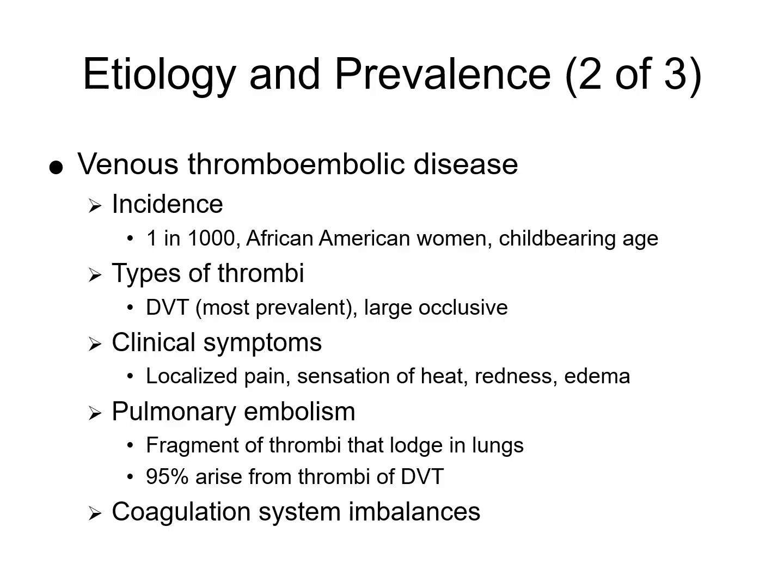Another one is a pulmonary embolism. This occurs when a fragment of a thrombus, which is usually from a deep vein thrombi, breaks off and travels through the bloodstream to the lungs. Approximately 95% of pulmonary emboli originate from deep vein thrombosis. For coagulation system imbalances, the venous thromboembolic disease results from an imbalance in the coagulation system. This is often due to a combination of factors such as hypercoagulability, venous stasis, and vessel wall injury.